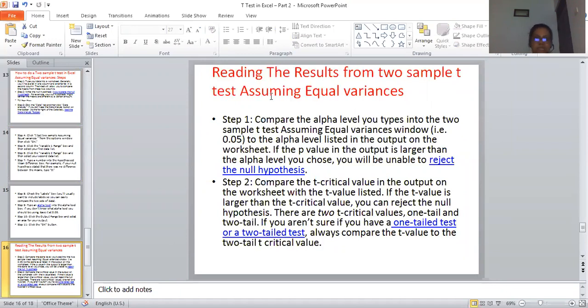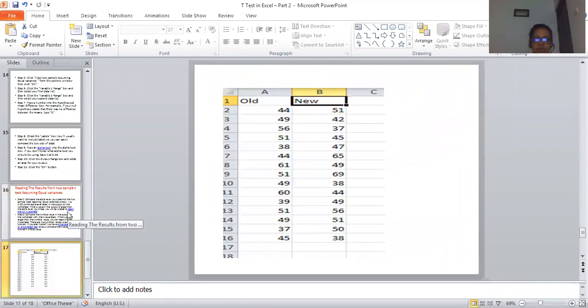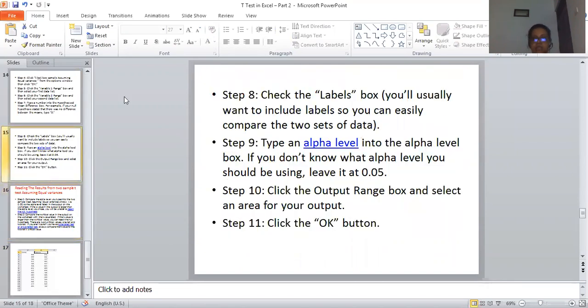So I hope it's clear. So do this question again and again so that you have an idea of how to derive the conclusion. Okay, so we'll meet in the other video with regards to how to run the t-test assuming unequal variances, which is the most commonly used technique or tool when it comes to the data analysis tool pack t-test.